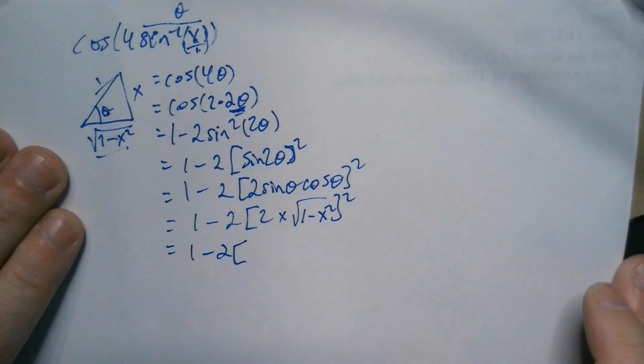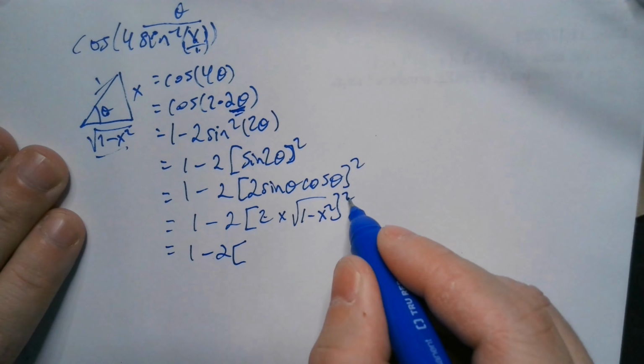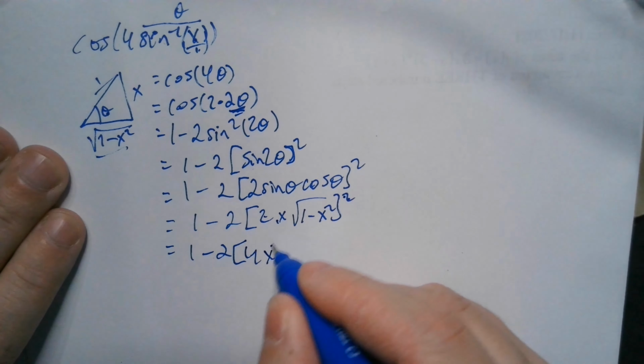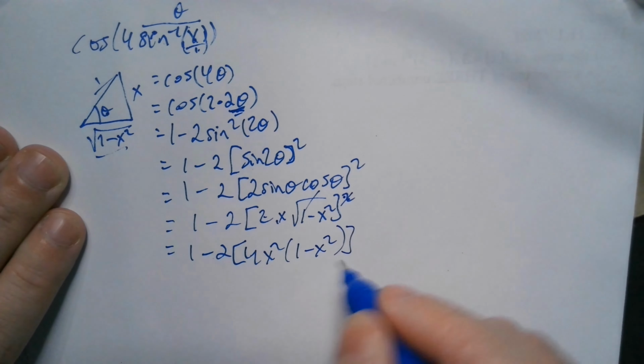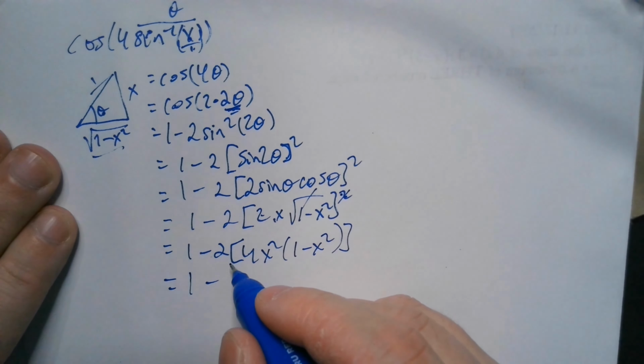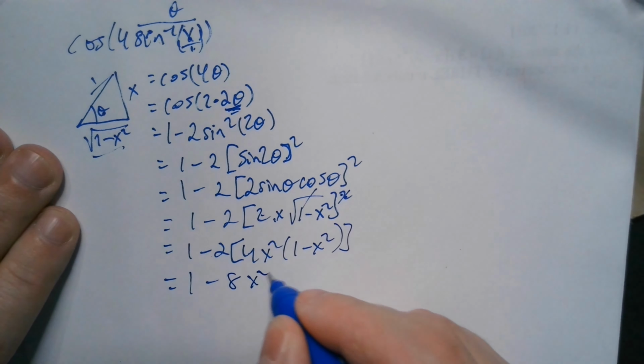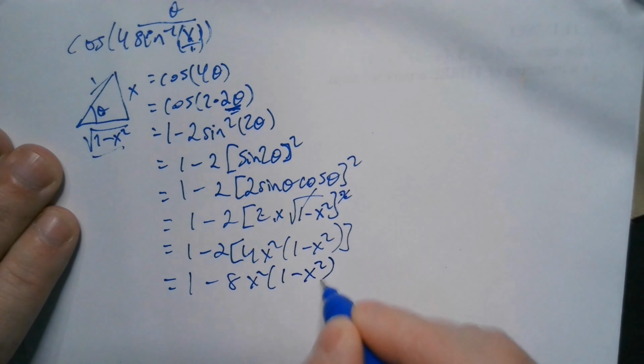All right, and then you have here, let me pull this down. 2, so you have 2 squared, which is 4x squared, and then here this cancels with this, so you have 1 minus x squared, which means at the very end we have 1 minus, let's see, 2 times 4, so 8x squared times 1 minus x squared. That's an expression for it.